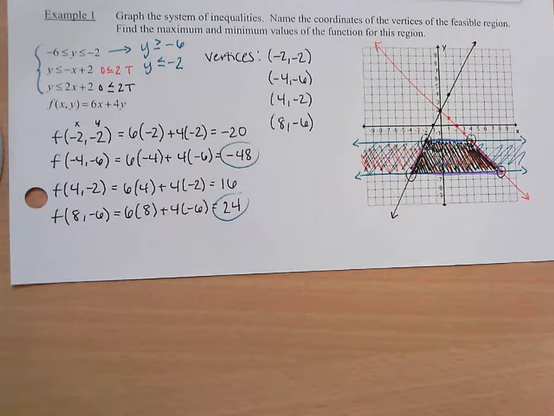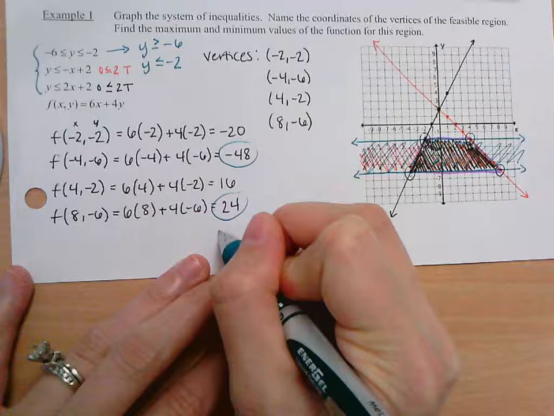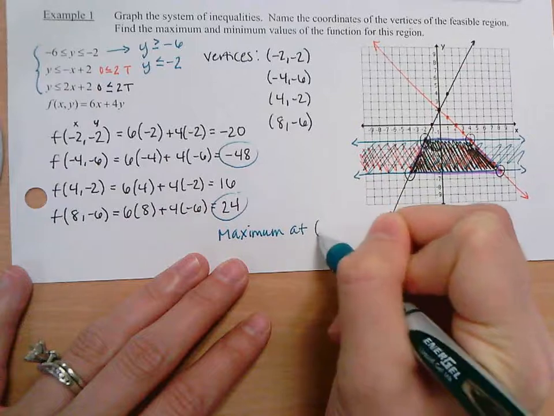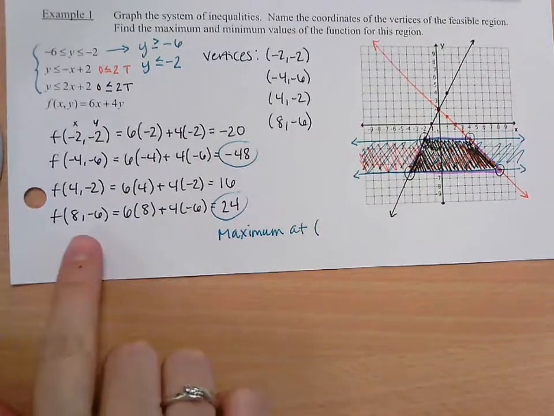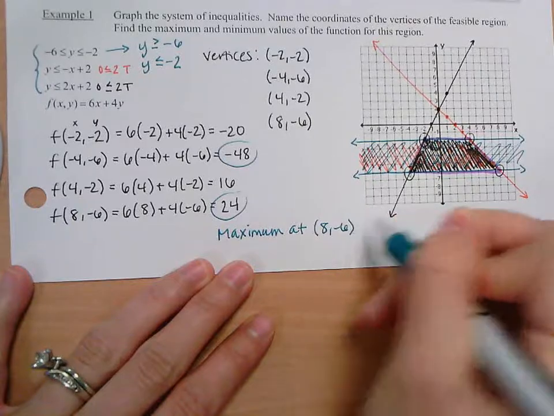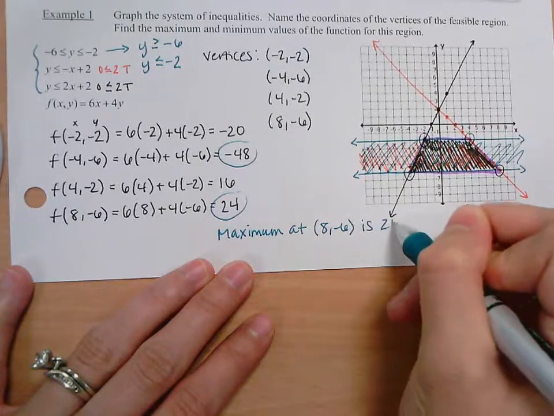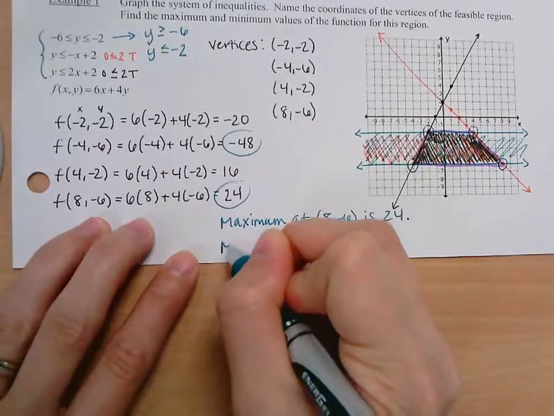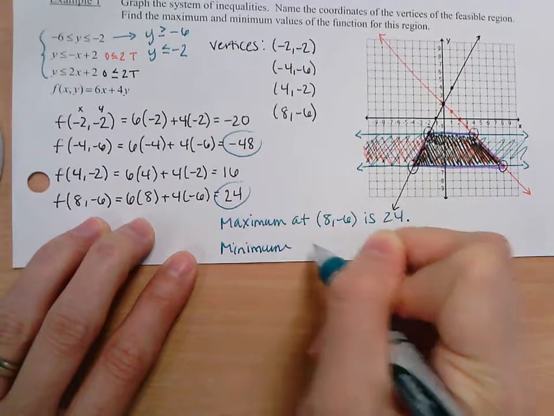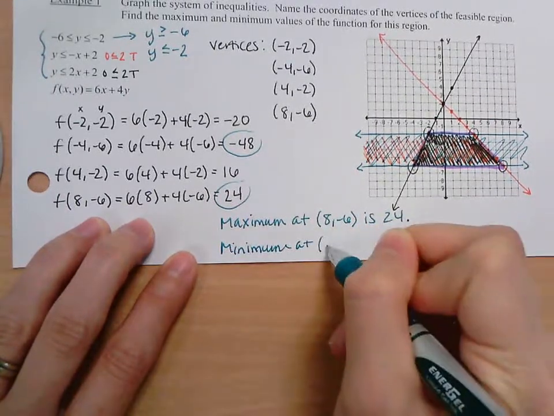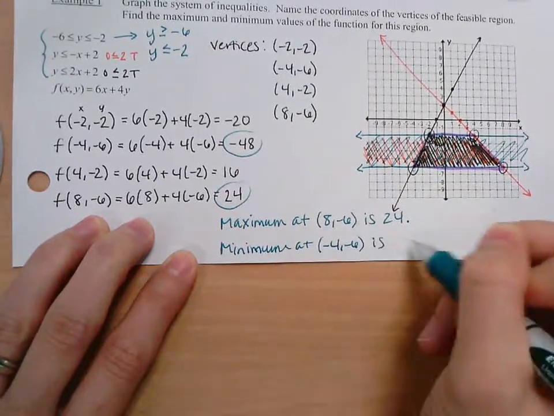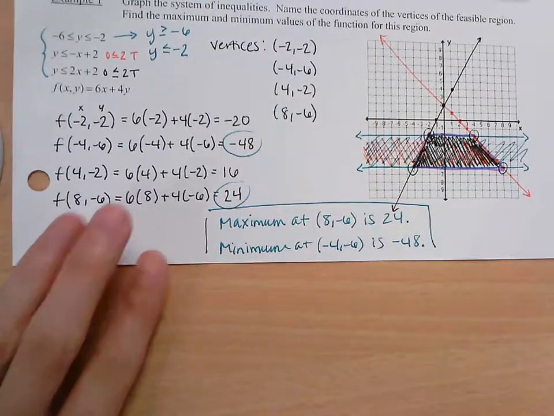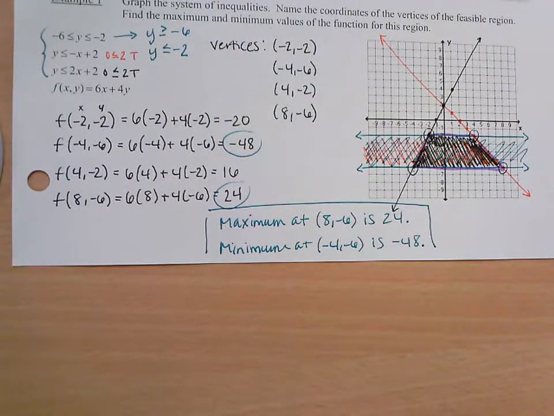So I'm going to phrase this as the maximum is at, so I'm going to put the ordered pair where it occurs. The maximum occurs at 8, -6, and then is 24. Maximum at 8, -6 is 24, and then minimum at, the ordered pair was -4, -6, and that is -48. So not only saying what the value is, but where it occurs.